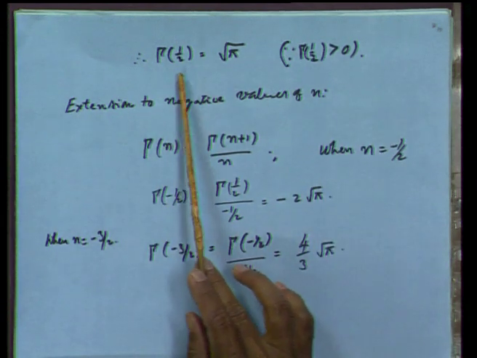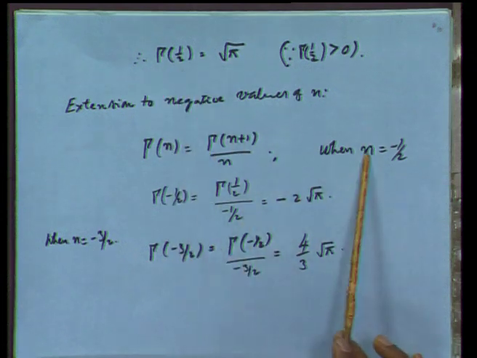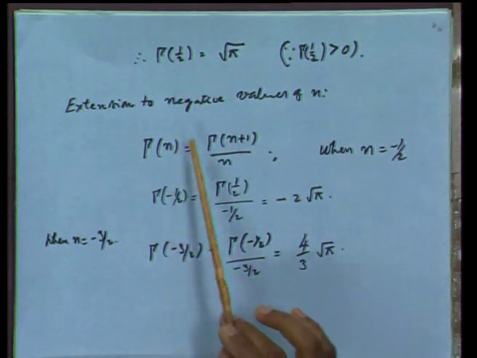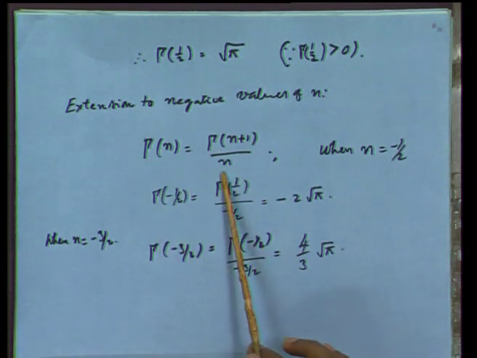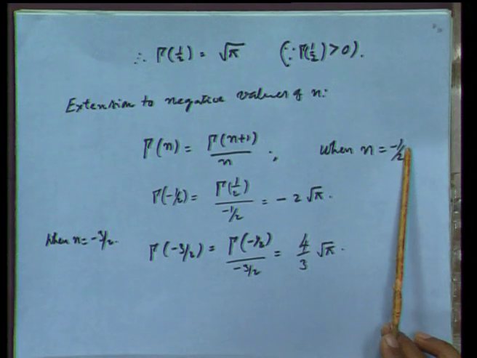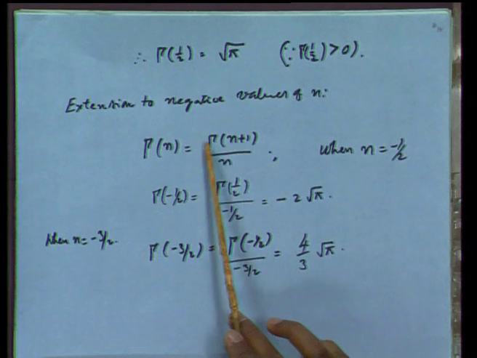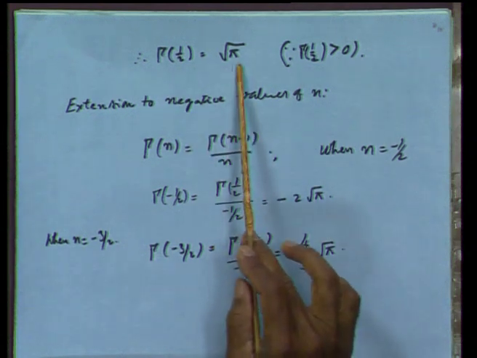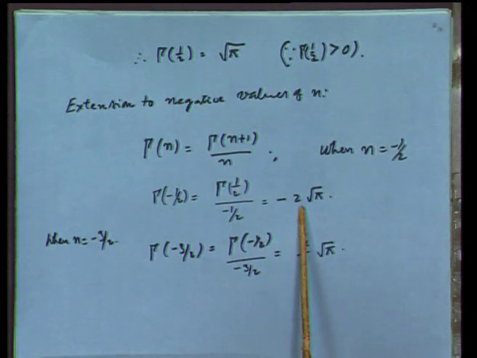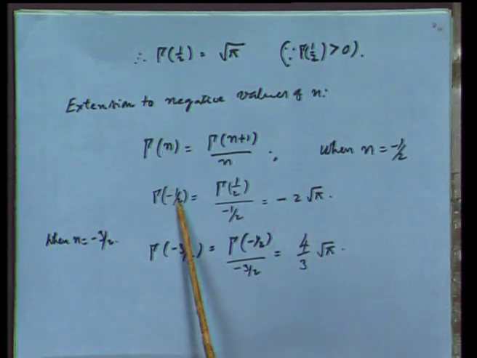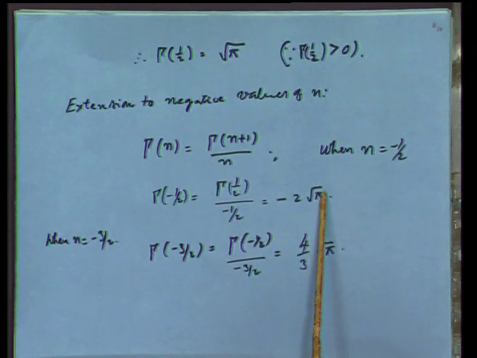Now, you can further extend the gamma value for negative values of n, based on the relationship gamma n equal to gamma n plus 1 by n, when n is taken as minus half. So, gamma n plus 1, that is simply minus half plus 1, is gamma half, it is well defined because its value is root pi, divided by minus half is equal to minus 2 into root pi. So, gamma minus half is equal to minus 2 into root pi.